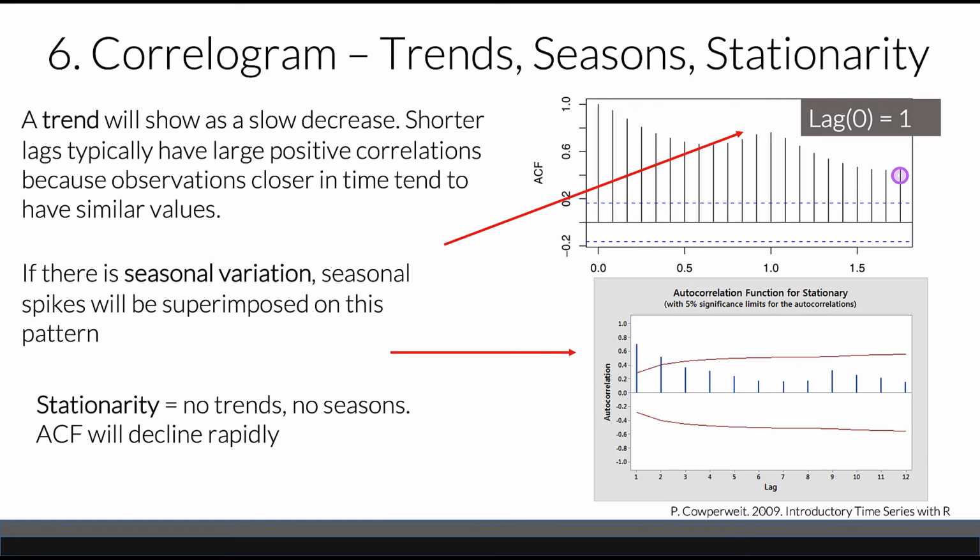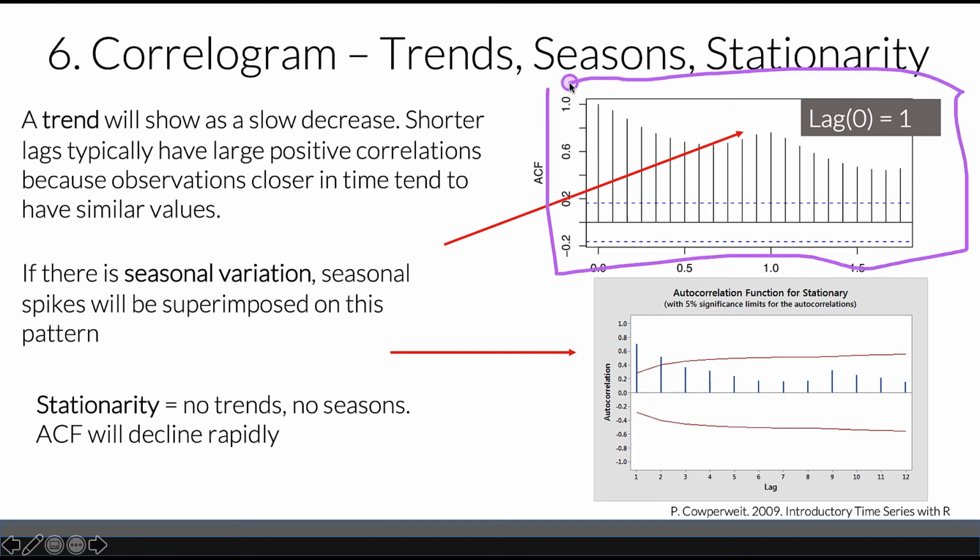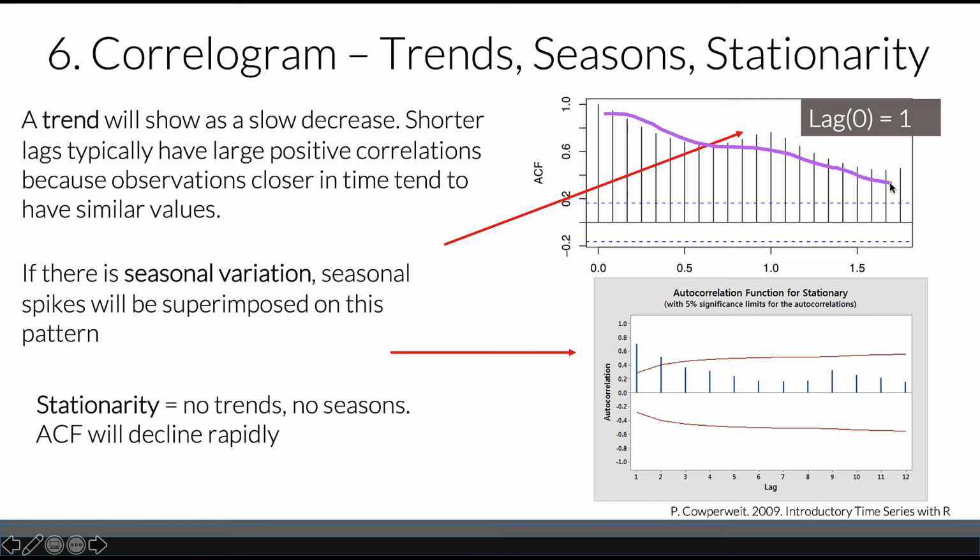What about trends, seasons, and stationarity? How can we detect that from ACF plots? Trend, if you look at the plot on your right, will show a slow decrease. You notice there's a slow decay. Shorter lags typically have large positive correlation, because observations closer in time tend to have similar values. You notice all these bars are significant.